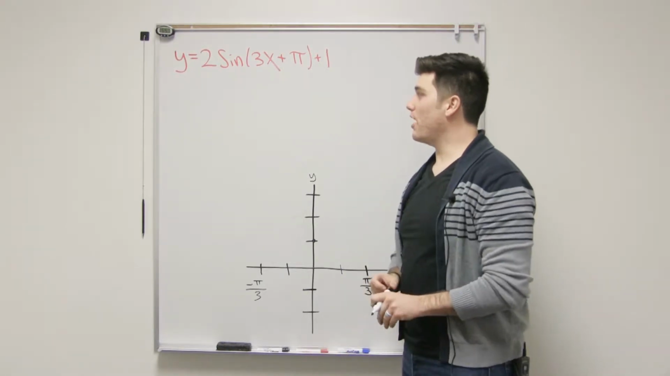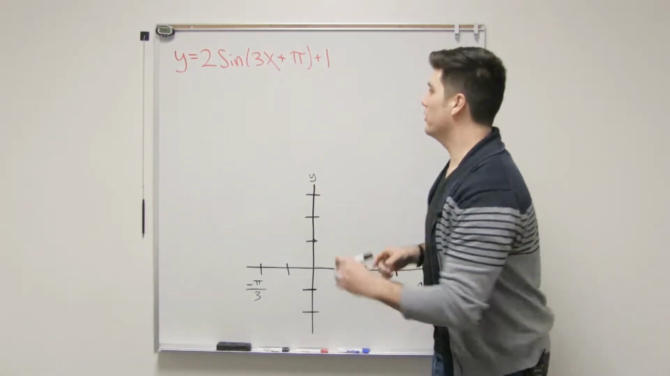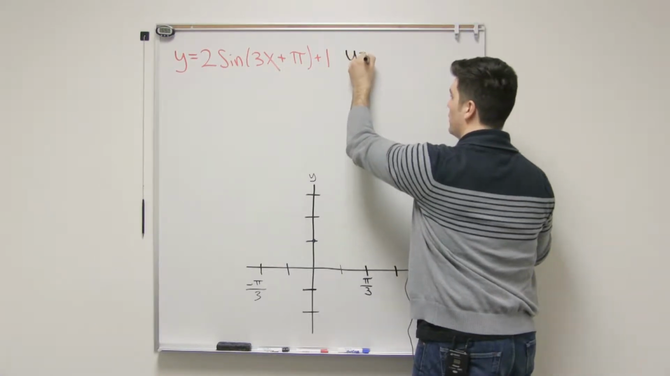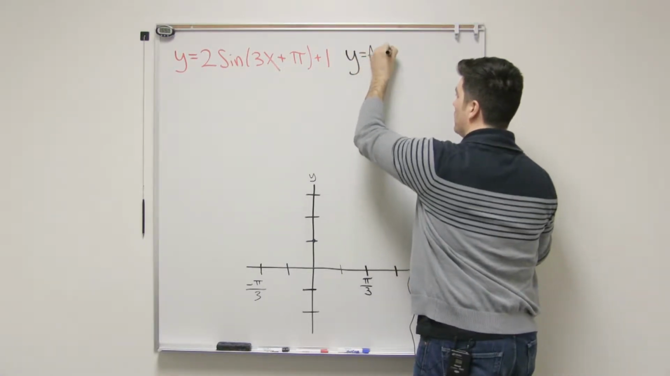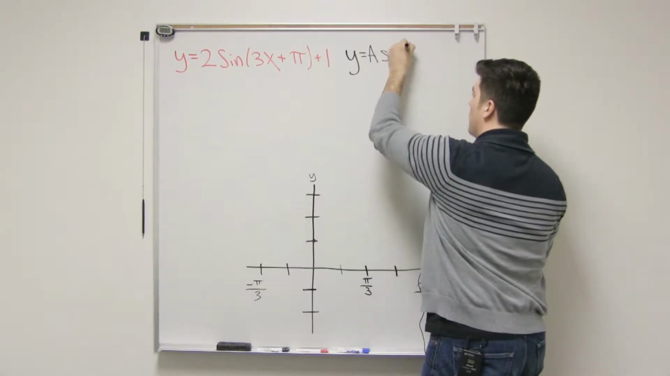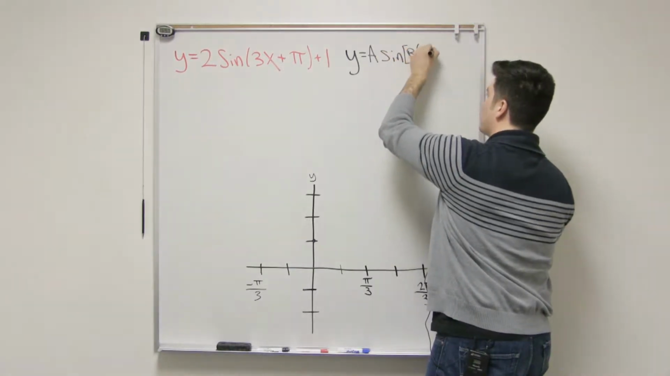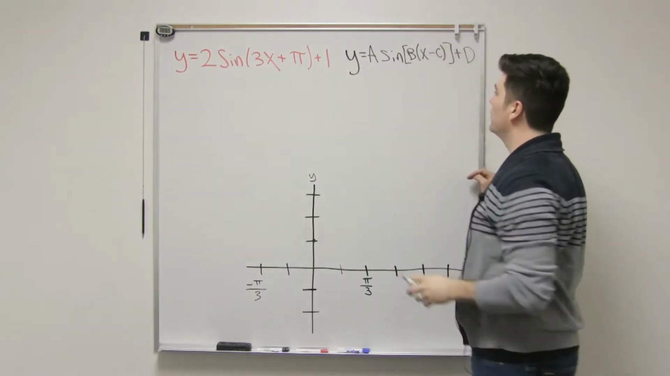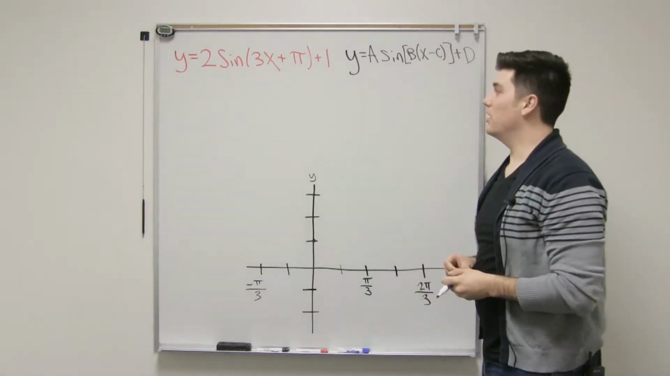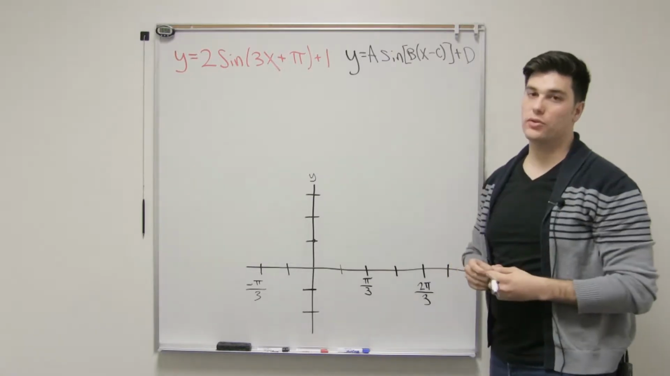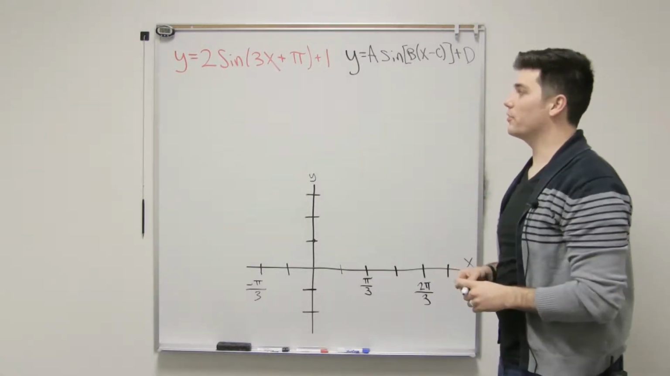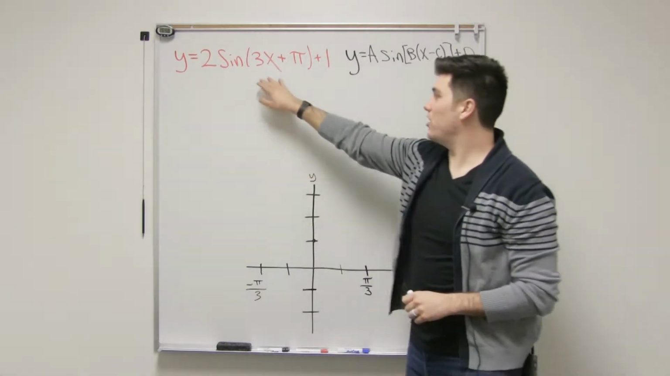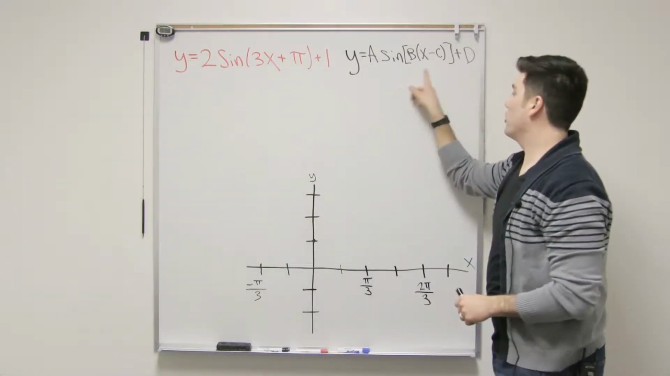The easiest way to graph this is to alter the form of it. If we can get it to look like this, y equals a sine b of x minus c plus d, then we can use all kinds of translation rules, shifting rules to graph it very quickly. So the only thing that's amiss in this function is this inner part of the sine.